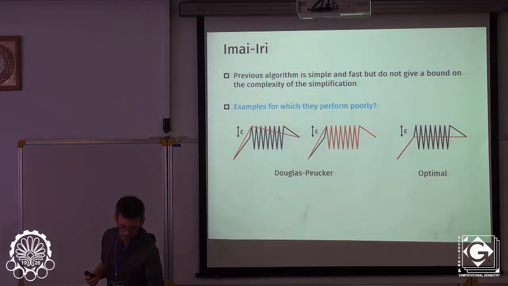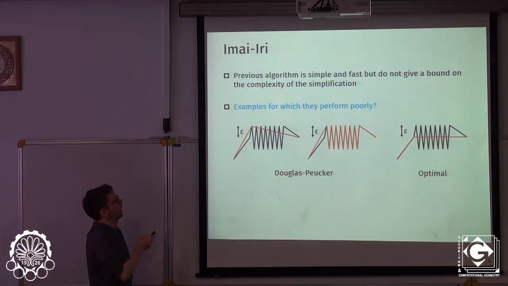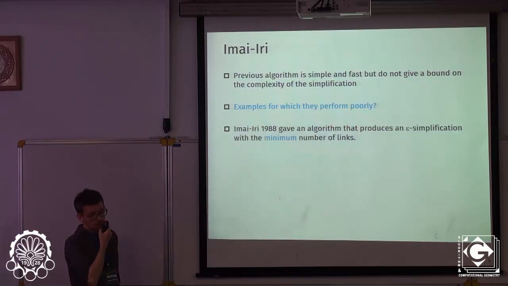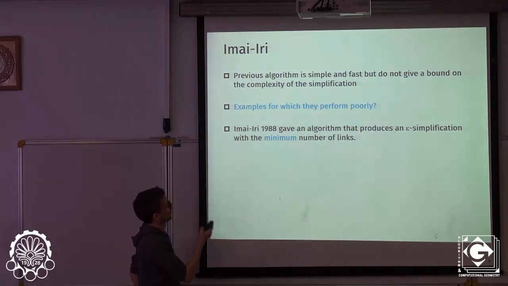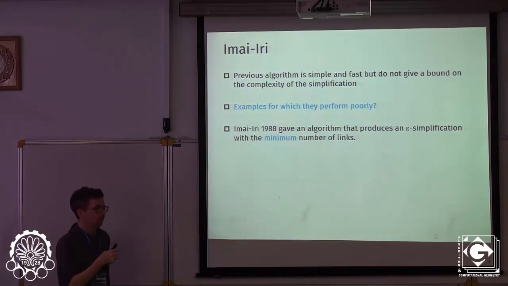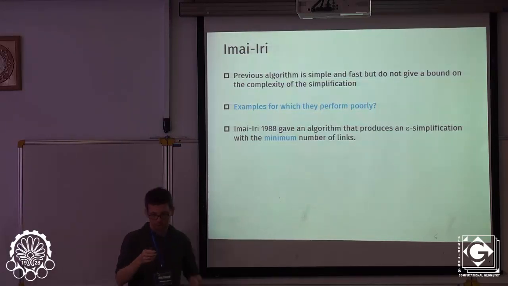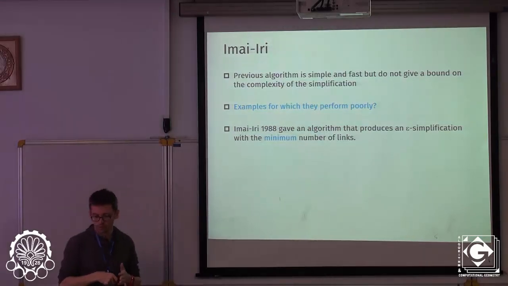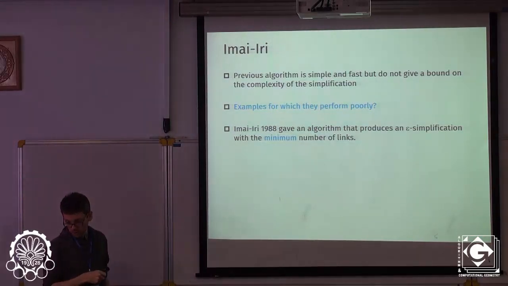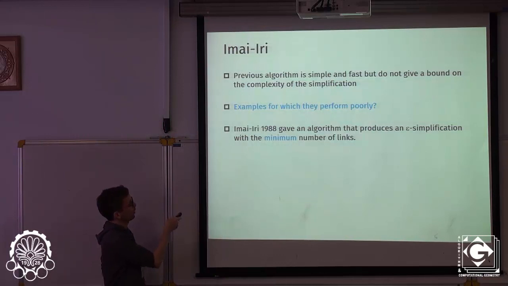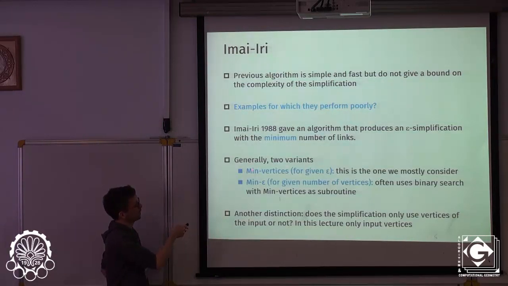There's also the algorithm by Chin and Chan, that aims at, given an epsilon, finding the minimum number of links. Or you can also ask the question the other way around: given a bound on the number of edges that you want to use in the simplification, find the corresponding epsilon. So there are always these two questions. You can either phrase it as, I want to minimize the number of vertices, then epsilon is given, or you want to minimize epsilon, then the number of vertices is given.